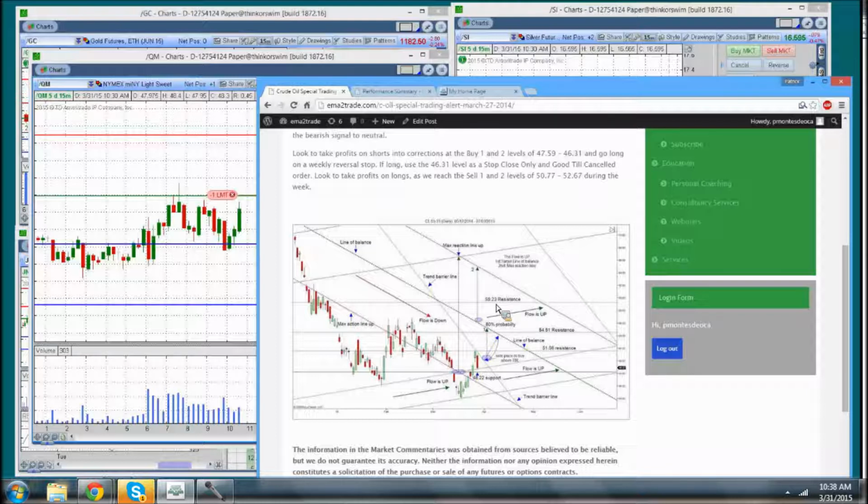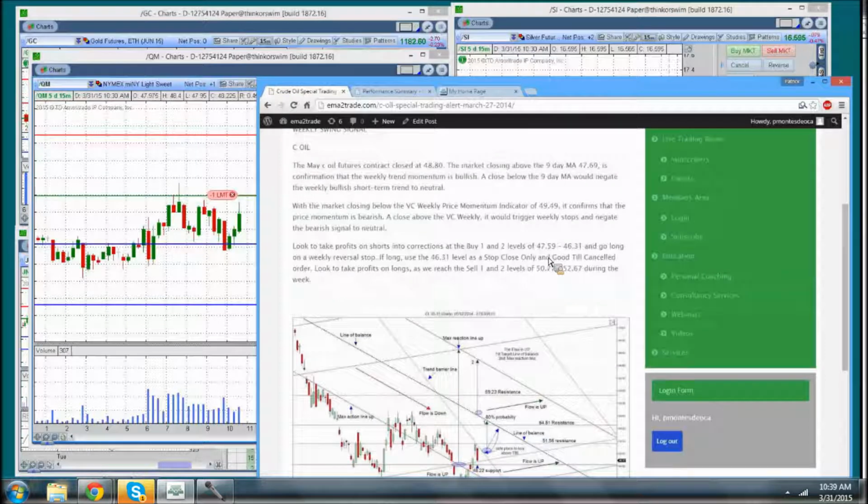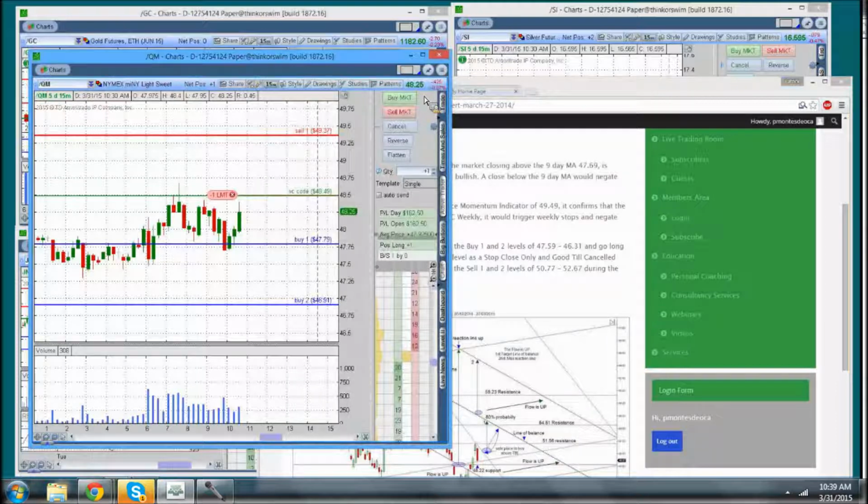So to review, it looks like we have about an 80% probability that we're going to see 64 traded on crude oil. Right now, it's activating a buy signal. It activated a buy signal at 47.59. Your stop should be 47.59. We're trading right now at 48.25 with a high that we made a little earlier in the day of about 48.67.